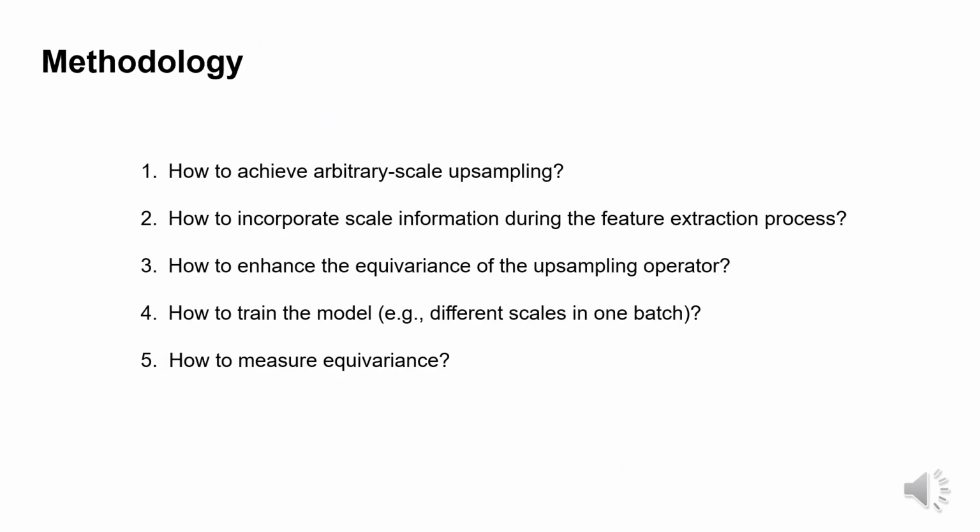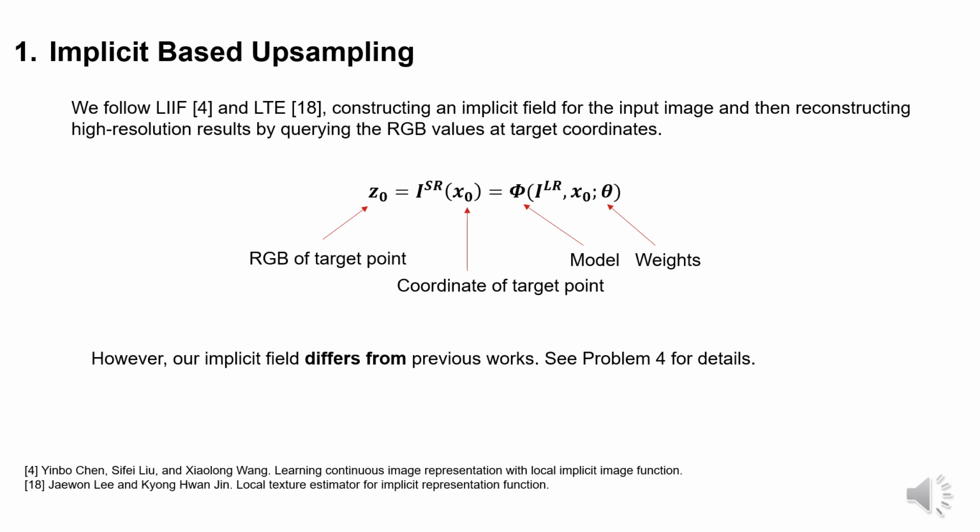We will introduce our method from the following 5 aspects. The first problem: how do we achieve arbitrary resolution upsampling? We follow the work of LIIF and LTE, constructing an implicit field for the input image and reconstructing high-resolution results by querying the RGB values at the target coordinates. Due to the arbitrary nature of the queried coordinates' positions and quantity, it allows for achieving arbitrary resolution output. However, our implicit field differs from previous works. We'll elaborate on that later.